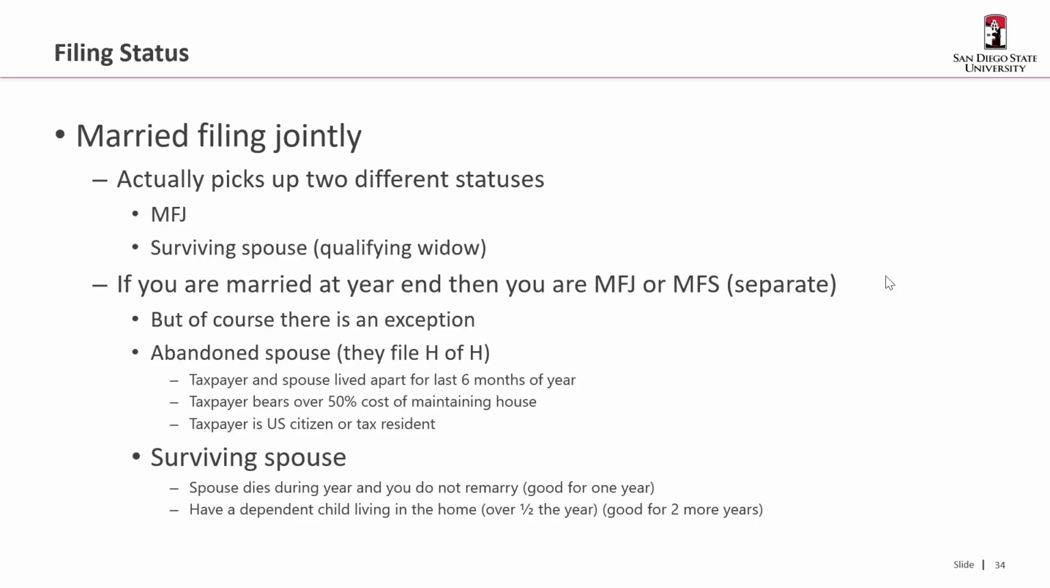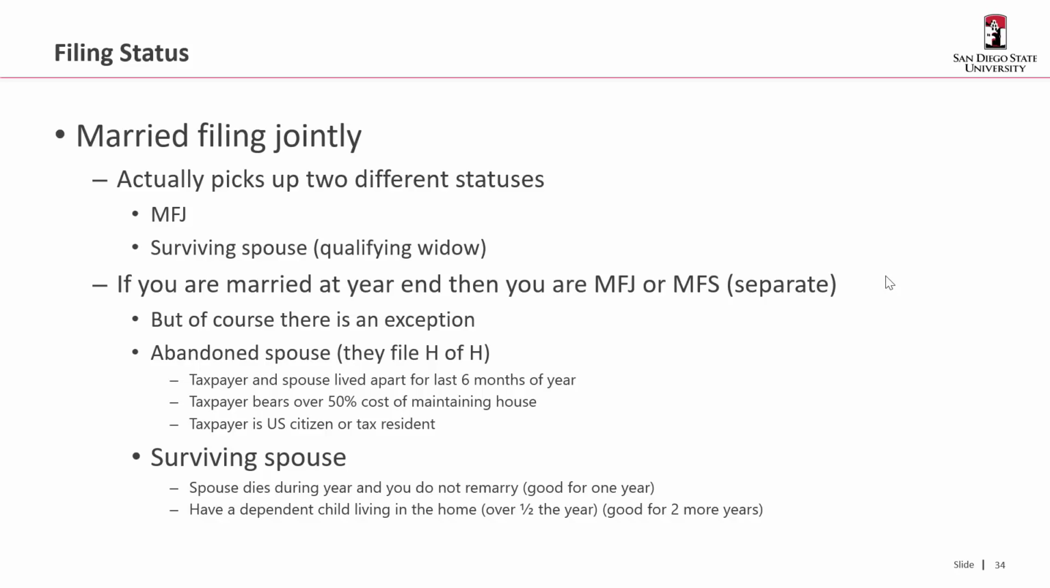A surviving spouse is someone who does use married filing jointly. However, surviving spouse is a unique situation. So this is a situation in which your spouse dies during the year and you do not remarry. Okay, so think of that as good for 1 year, right? If your spouse dies during the year, and you do not remarry during that tax year, then you are a surviving spouse and you continue to file jointly.